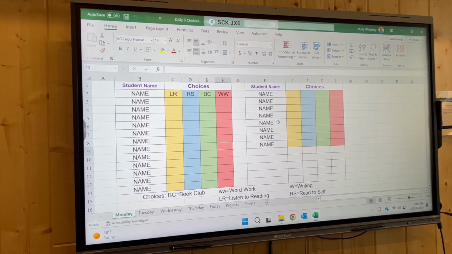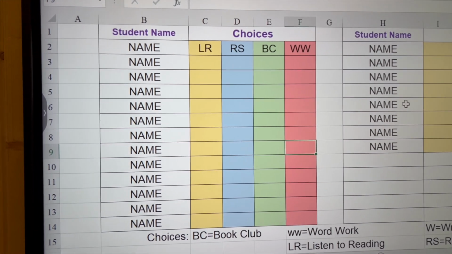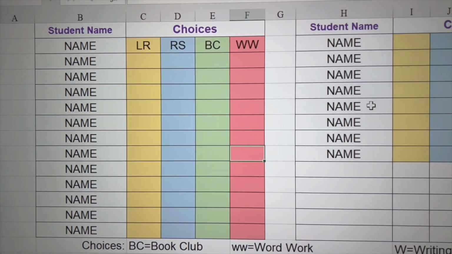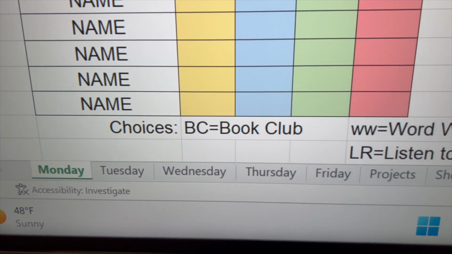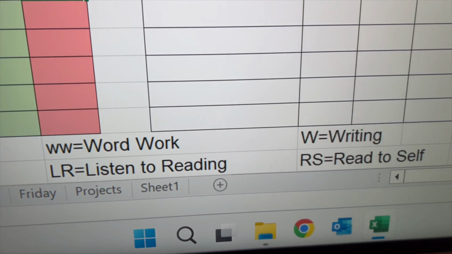Okay, back to the choices. Now, of course, I'm always going to have these up on the smartboard. That never changes. So my students know in the classroom where to go. They know when they have word work or read to self or listen to reading, because it's projected. This is not going to change based on the activity being different. Just because they have read to self doesn't mean I'm going to change out the title of the book on the chart.